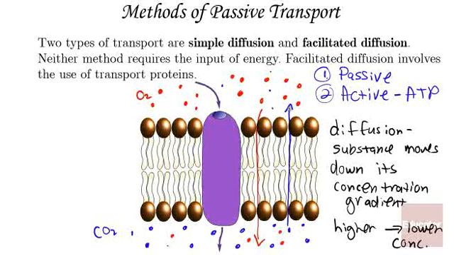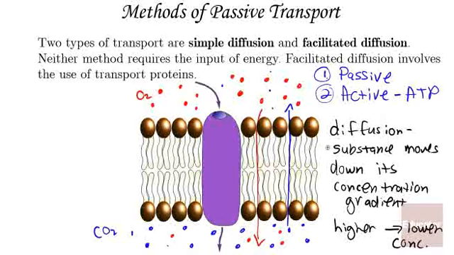All right, so that's simple diffusion. In simple diffusion, we're considering substances like oxygen and molecules like CO2 that do not need the help of a transport protein. They can actually cross the cell membrane. Facilitated diffusion refers to substances that are still moving down their concentration gradient, but they require the help of a transport protein. For example, glucose.